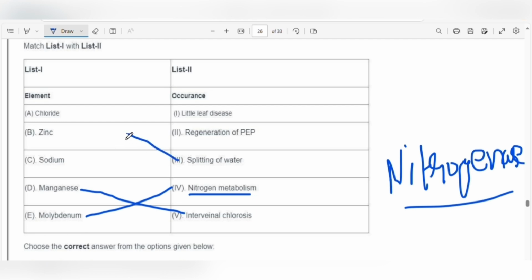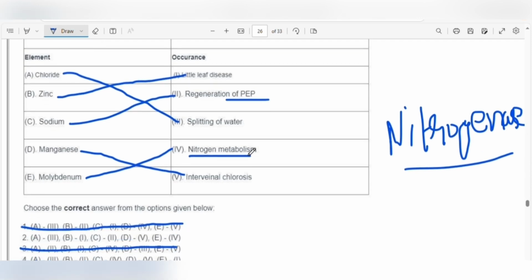Splitting of water is done by chloride. So zinc will go for little leaf disease and sodium will go for regeneration of PEP, phosphoenol pyruvate. All right. So this was an easy question. You have to be just a little bit careful and you can easily get this answer correct.